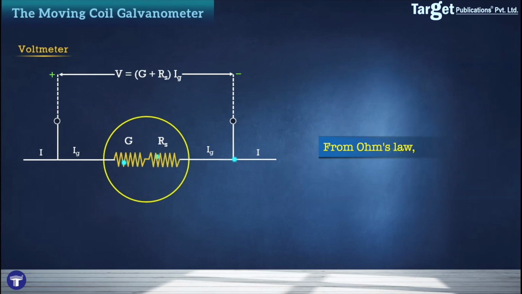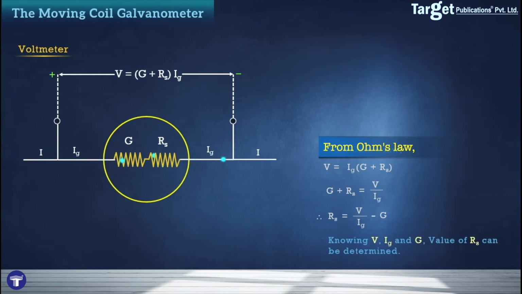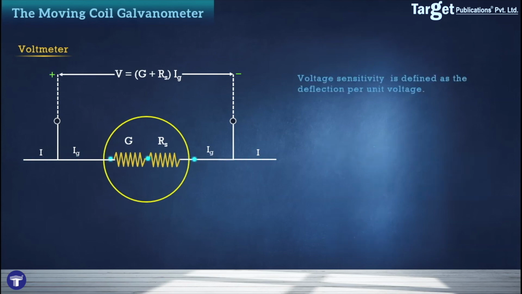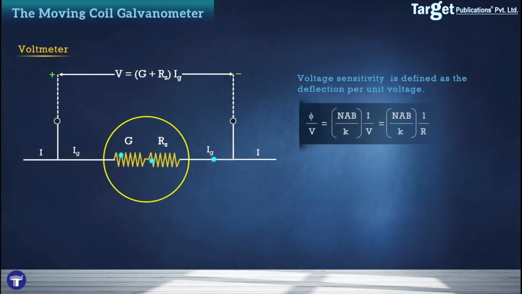Now you can see very easily from Ohm's law that V is equal to (G plus Rs) into Ig, where G plus Rs is equal to V upon Ig, and here I can just say that Rs is V upon Ig minus G. Knowing V, Ig and G, the value of Rs can be determined. So here you can find the value of the series resistance which you must connect with the galvanometer to convert it into a voltmeter. Voltage sensitivity is defined as the deflection per unit voltage, that is phi upon V.